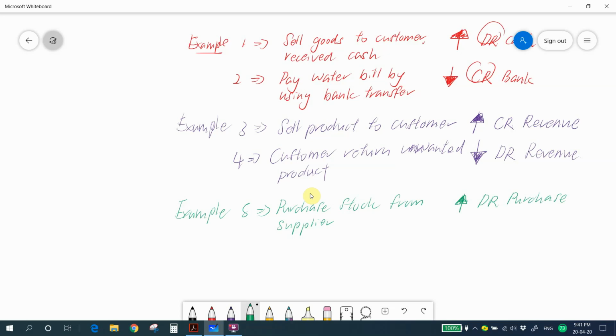On the other hand, let's say you return poor quality product to your supplier. This will make your total purchase become lower after you return the product to your supplier. So we will credit the purchase entry. When your purchase increase, we debit purchase account. When your purchase decrease, we credit the purchase account.